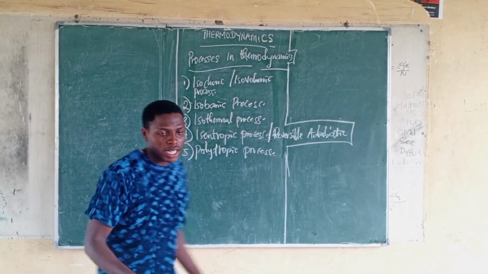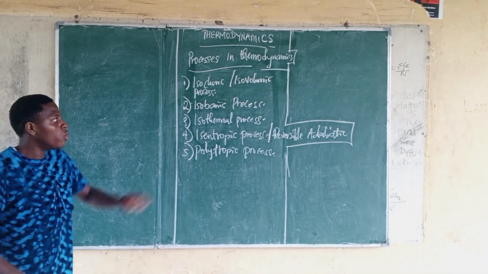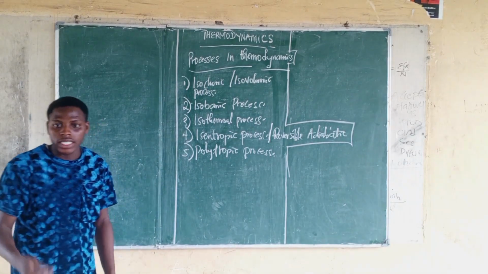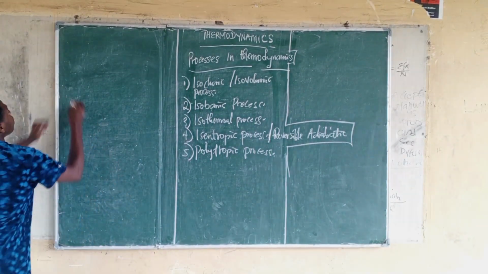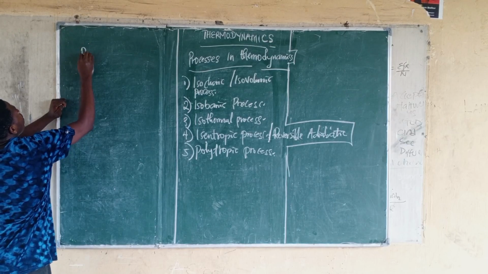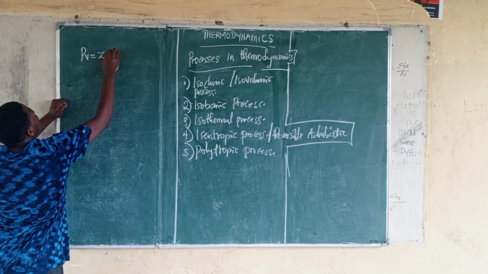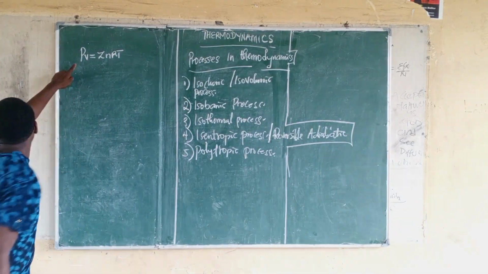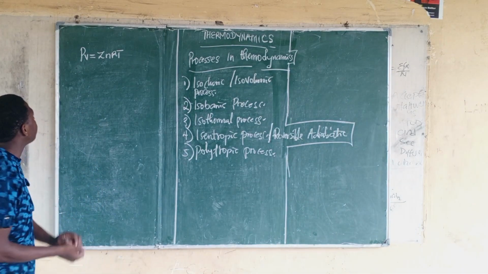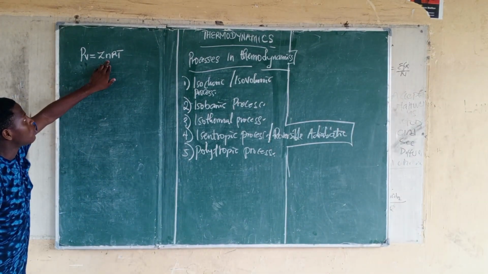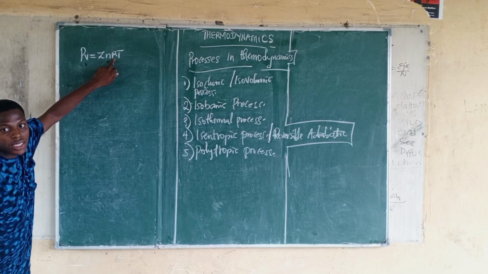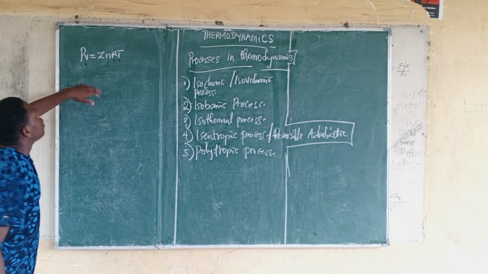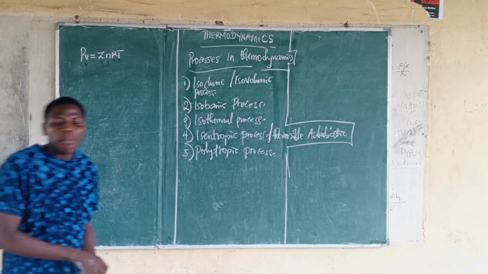Now let's take the general gas equation. Why we are doing that is so we will know how to calculate all these processes. The general gas equation that we know from chemistry is PV = ZnRT. P is pressure, V is volume, n is the number of moles, R is the general gas constant in chemistry, and T is temperature. Z is what we call the compressibility factor.